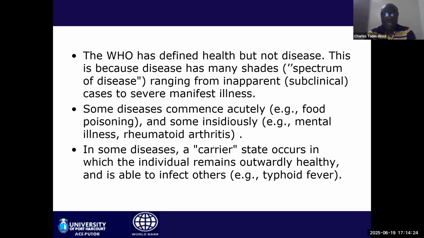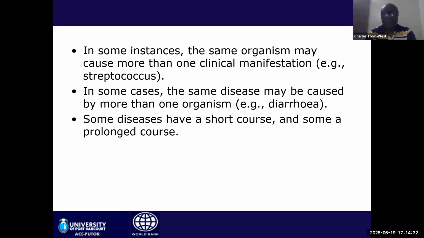Outwardly, the person looks healthy, but inwardly, the person has a disease that is even transmitting to other people. In some instances, sometimes many organisms can cause one manifestation type of disease, and sometimes one organism can cause different manifestations of disease, like diarrhea, for instance. Because it can be caused by more than one organism. Diarrhea can be caused by more than one organism.